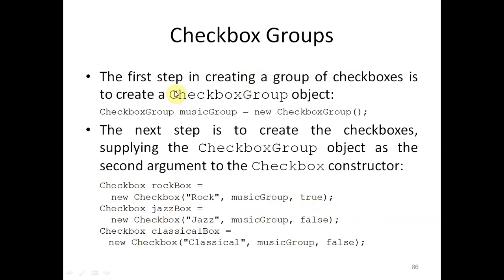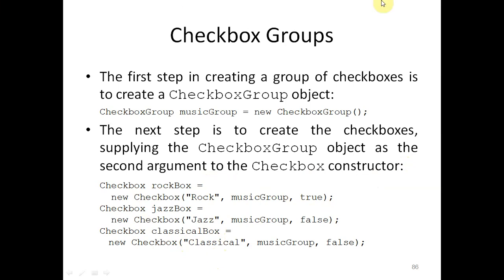The first step in creating a group of checkboxes is to create a checkbox group. We create the checkbox group here, but it is not mandatory. We can use checkboxes directly, and then we can select all the checkboxes, but in case of a checkbox group, we can select only one. The next step is to create the checkboxes, supplying the checkbox group object as the second argument to the checkbox constructor. So these are the three checkboxes.